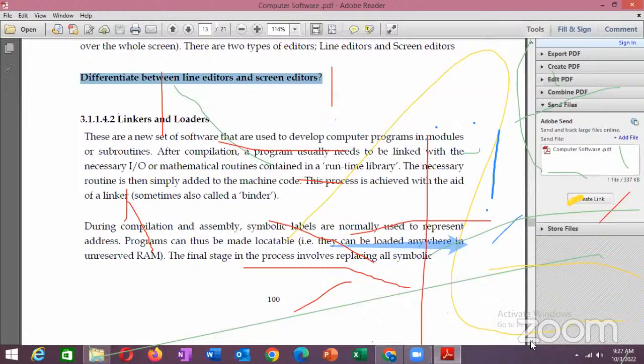So we have linkers and loaders. There are a new set of softwares that are used to develop computer programs in modules or subroutines. So after compilation, a computer usually needs to be linked with the necessary input-output or mathematics routines contained in a runtime library. The necessary routine is then simply added to the machine code. This process is achieved with the aid of a linker, sometimes also called a binder.